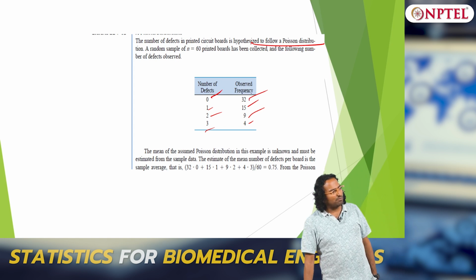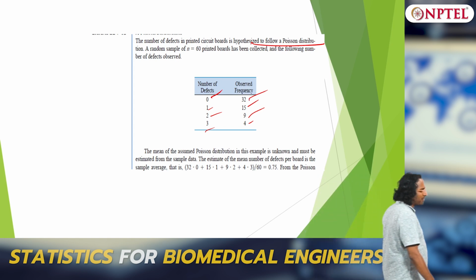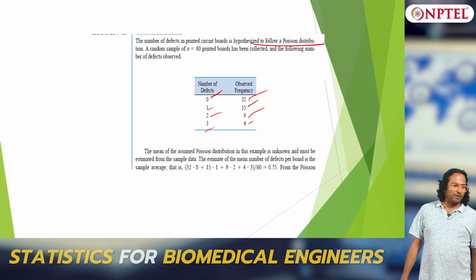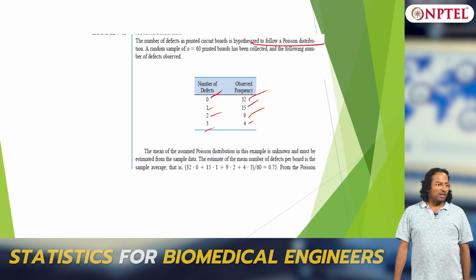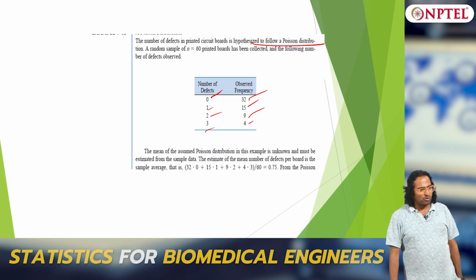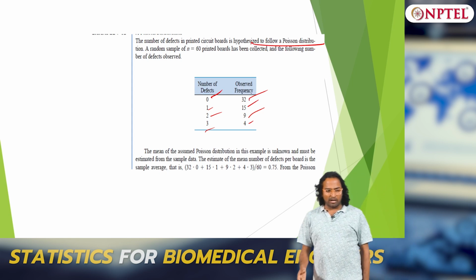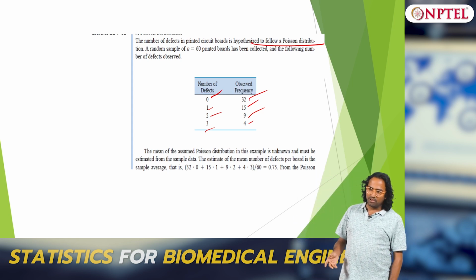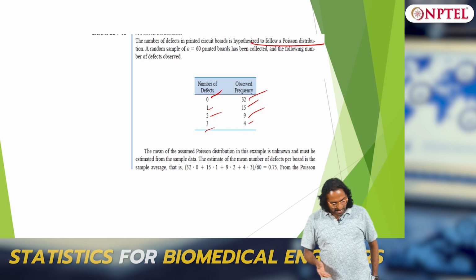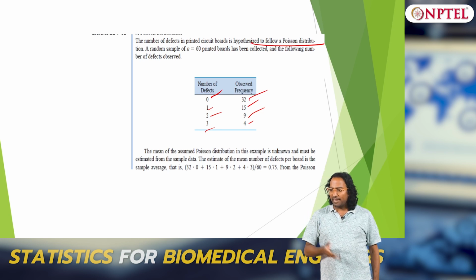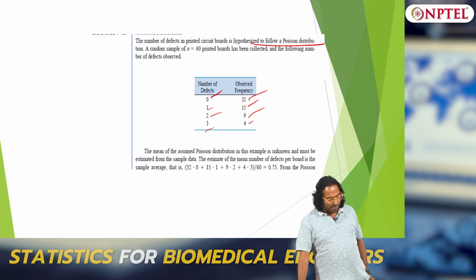When you talk about Poisson distribution, what is the parameter? e to the power minus lambda into lambda to the power x by x factorial, right. So lambda is the unknown parameter, which is both the mean and the variance. I do not know the lambda of the unknown distribution, but I can calculate lambda from the samples. Lambda is nothing but the mean.